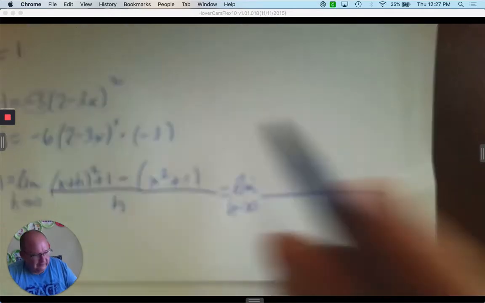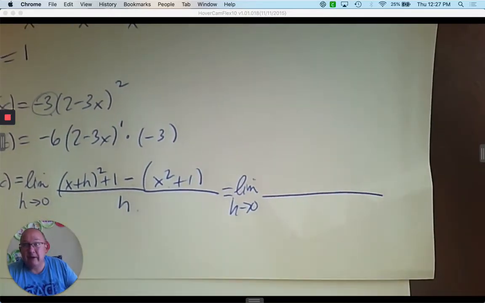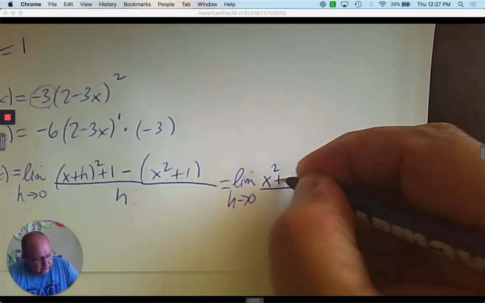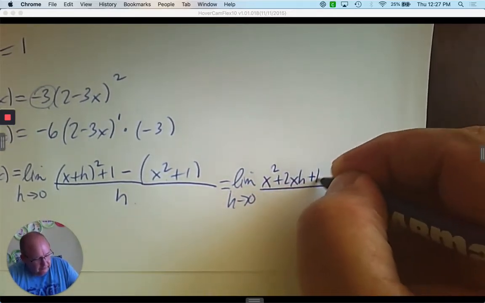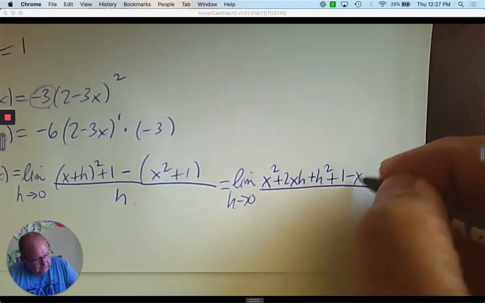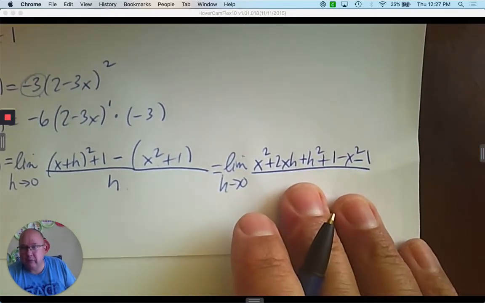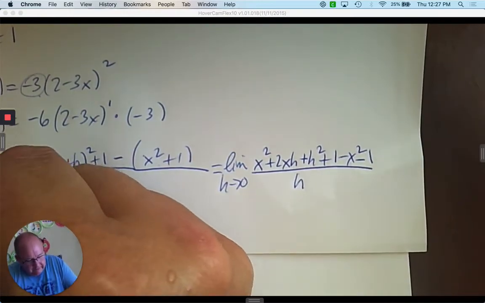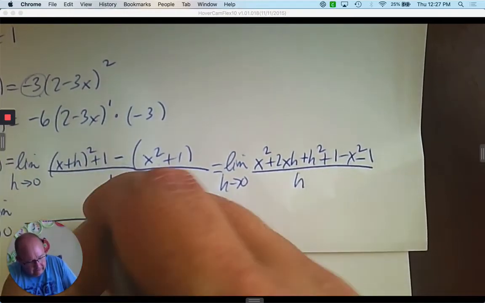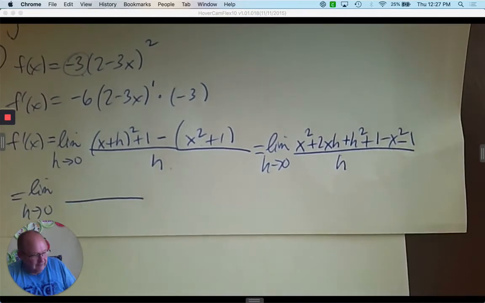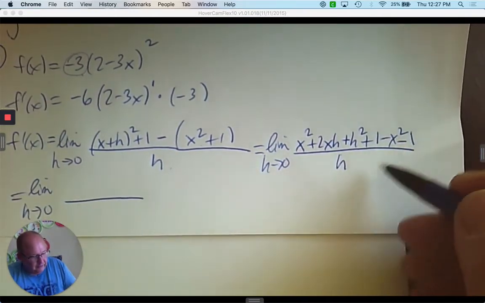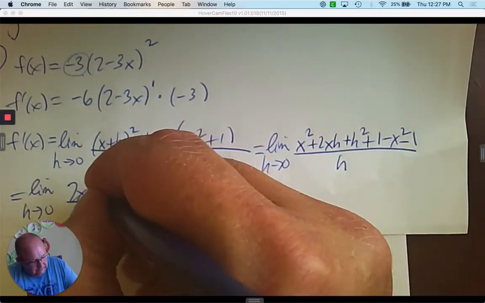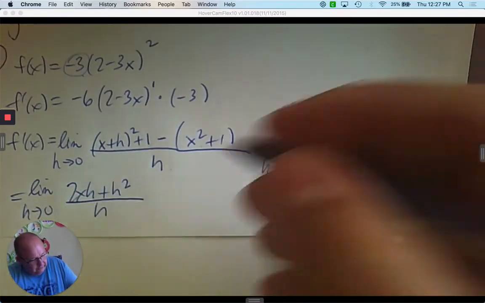Do some algebra. Can you expand this now, please? Without having to FOIL, draw a box, all those things. Just expand it. X squared plus 2xh plus h squared plus 1 minus x squared minus 1. So no parentheses, a little bit of algebra, all over h. Again, the limit notation stays. Next, combine like terms, x squared minus x squared, 1 take away 1. So we're left with 2xh plus h squared over h.